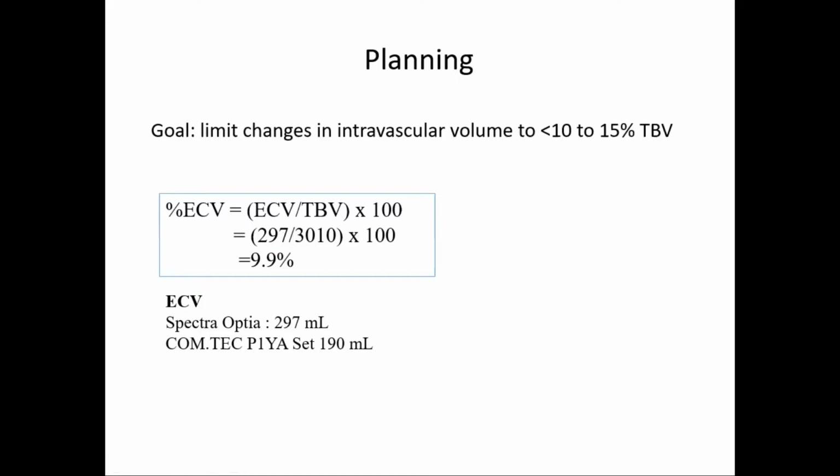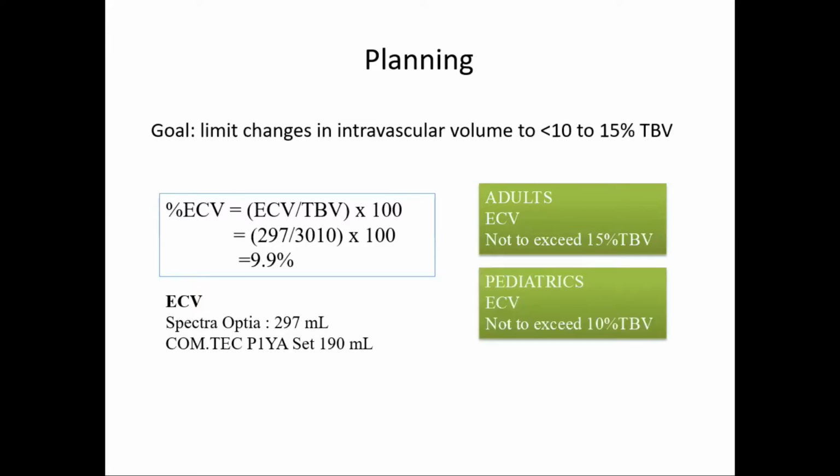So the goal is we need to limit the intravascular volume changes to less than 10 to 15% of the TBV of the patient or the donor. So in an adult setting, the maximum change allowed is up to 15%. You should not go beyond 15%. And in a pediatric setting, you should not go beyond 10%. This is a very important thing before you plan a stem cell collection: what is the percentage ECV of the recipient or the donor on whom you are going to do a stem cell collection?